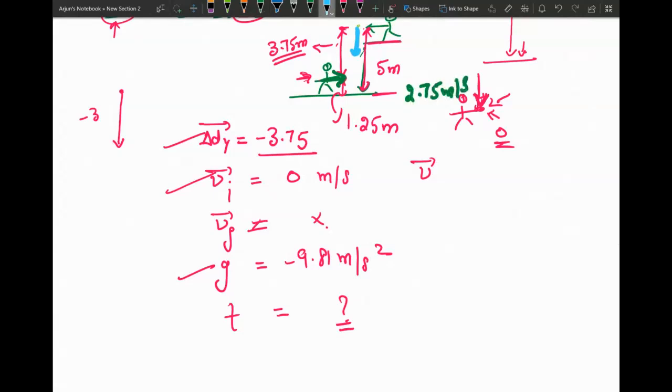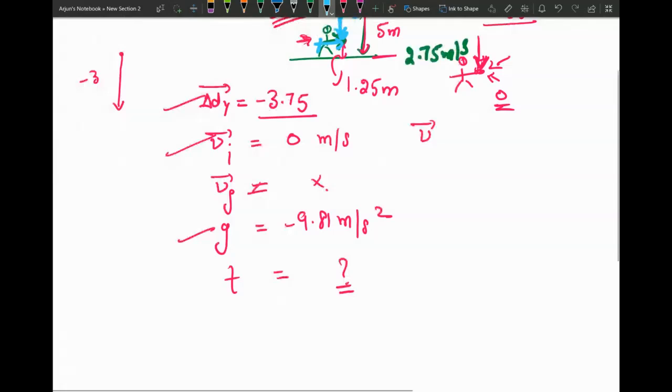So we can say that the time taken by the keys to move in the downward direction is the same time this person will take to move in the forward direction. So this time is the same as the time taken by the person. So if I can find out the time taken by the keys to reach the ground, that will be the time taken by the person to reach towards the key, and that will help me to find the answer. So first of all, let's find out the time from here.